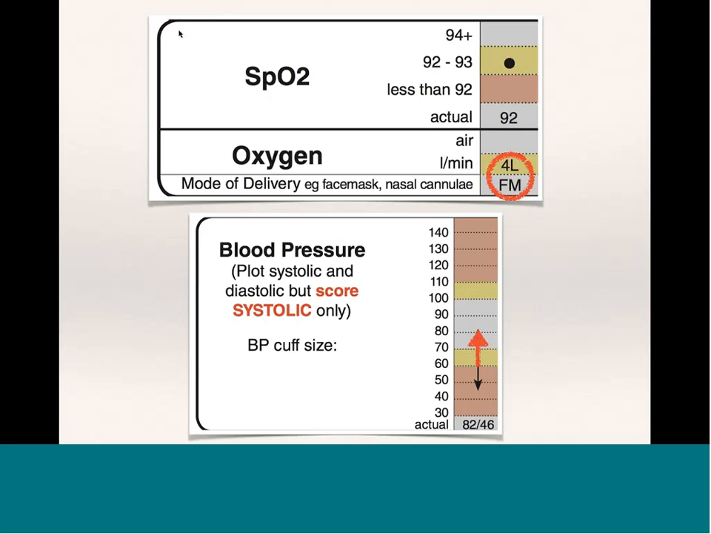So use a dot so you can trend it easily. Mark down oxygen, how much, and the mode of delivery. And when you're doing the blood pressure, do systolic and diastolic, but for scoring purposes, it's systolic only.